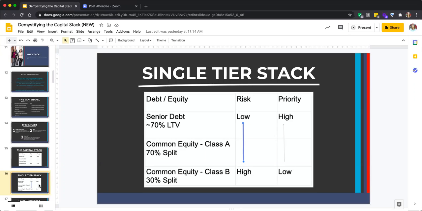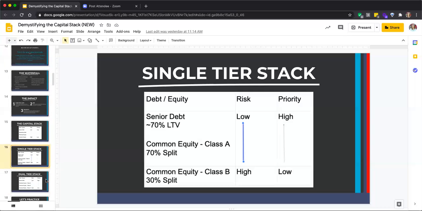In this case, the Class A is participating in common equity. So if there is a refinance, they will get capital return because they are sharing in a higher risk class. They will get some of their capital return, and also in the sale of the project, they will participate in the gain on the back end. That's kind of what a single tier looks like.